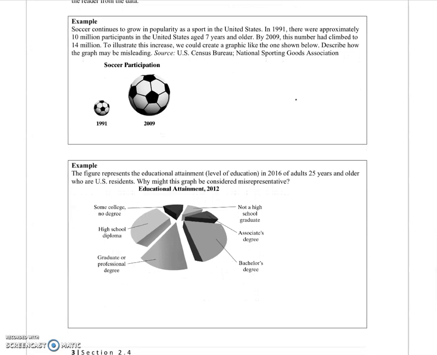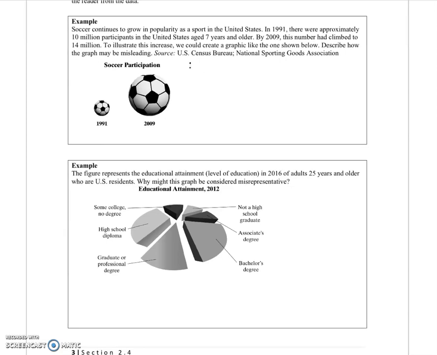So in the first example, it says soccer continues to grow in popularity as a sport in the United States. By 1991, there were approximately 10 million participants in the United States aged 7 years and older. By 2009, the number had climbed to 14 million. So somebody created the following graphic. What's wrong with this?